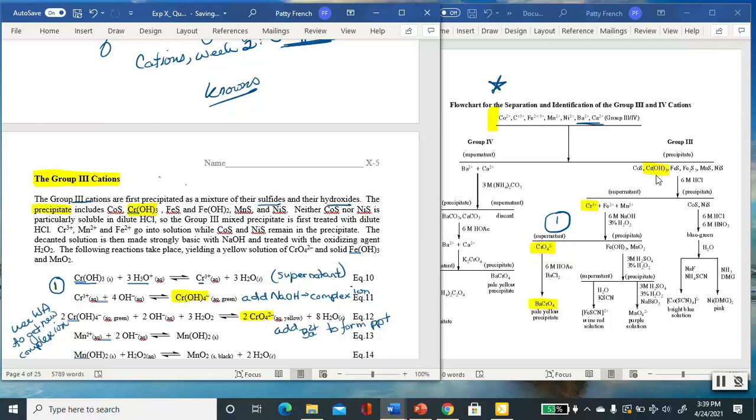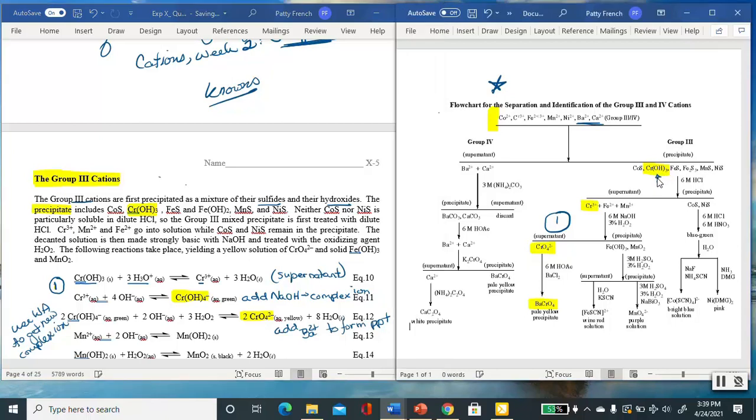And the first one we're going to look at is chromium. So let's take a look at chromium, and then we'll come back and look at the others as well. Group 3 cations are all precipitates. Group 4 do not precipitate at this pH, and so we will spin it down in a centrifuge, take off the supernatant, which will be our group 4, store that, and start to work with our group 3.